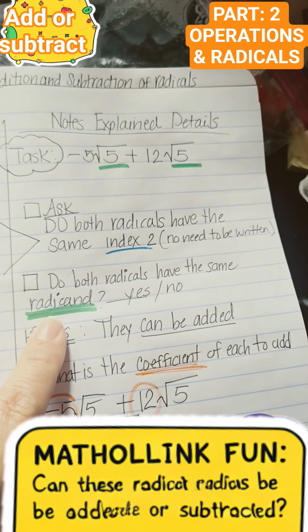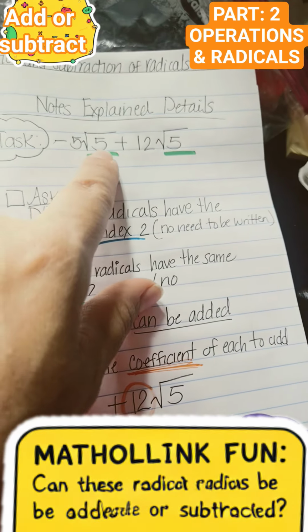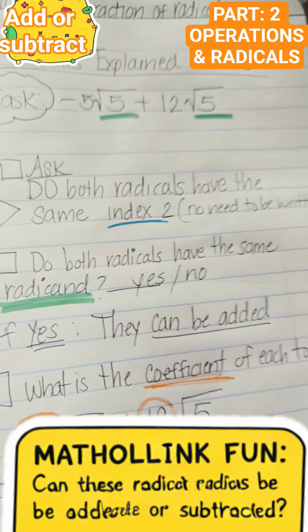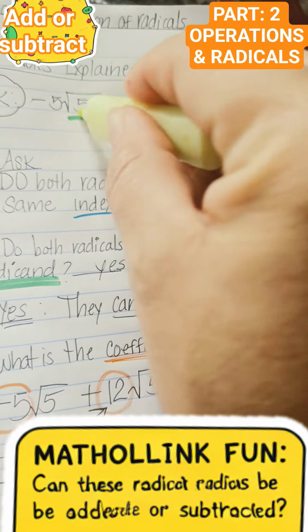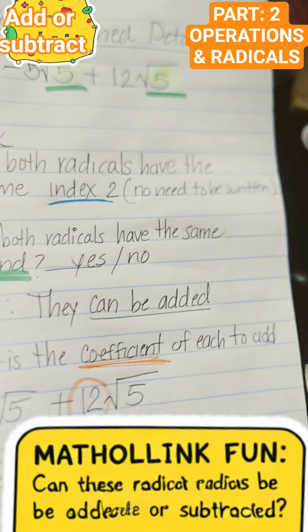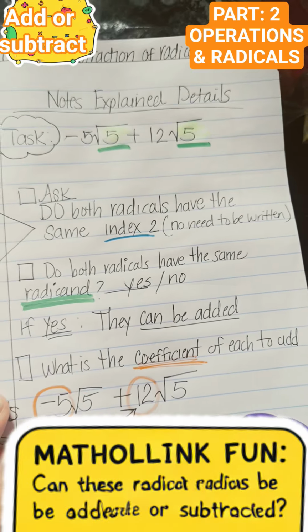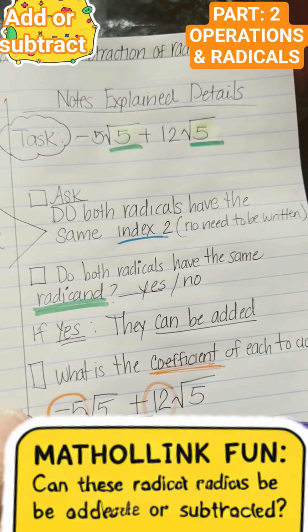Do both radicals have the same radicand? That is the inside number that is underlined in green. Yes, this is a 5, and here we have a 5, so they have the same radicand. If yes, they can be added.